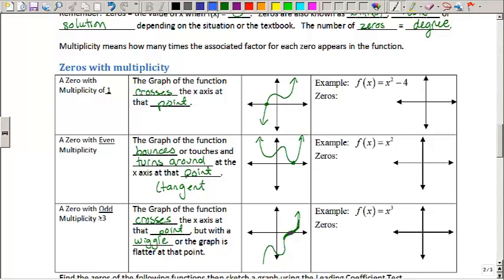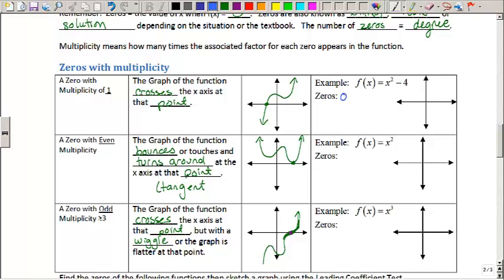So those are the three cases of what the graphs will look like. Let's talk about an example of each one of these so that it makes a little bit more sense. Each one of the examples, f of x equals x squared minus 4, x squared, or x cubed, we actually know what these graphs look like by using our transformations from a previous lesson. But I want to use that information to show you what the multiplicity would do here.